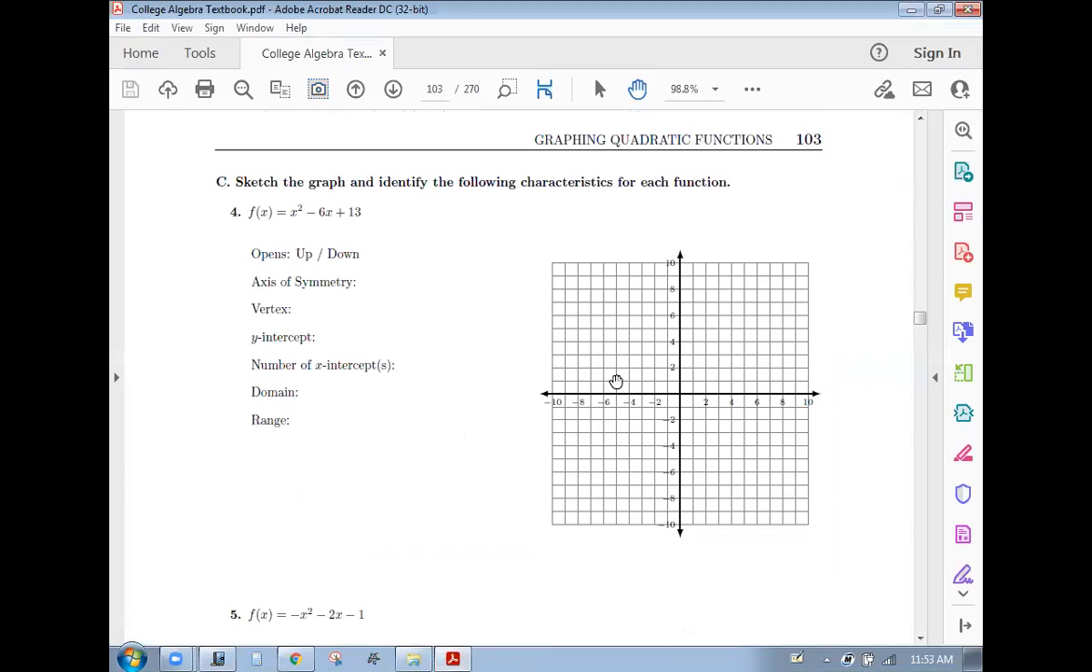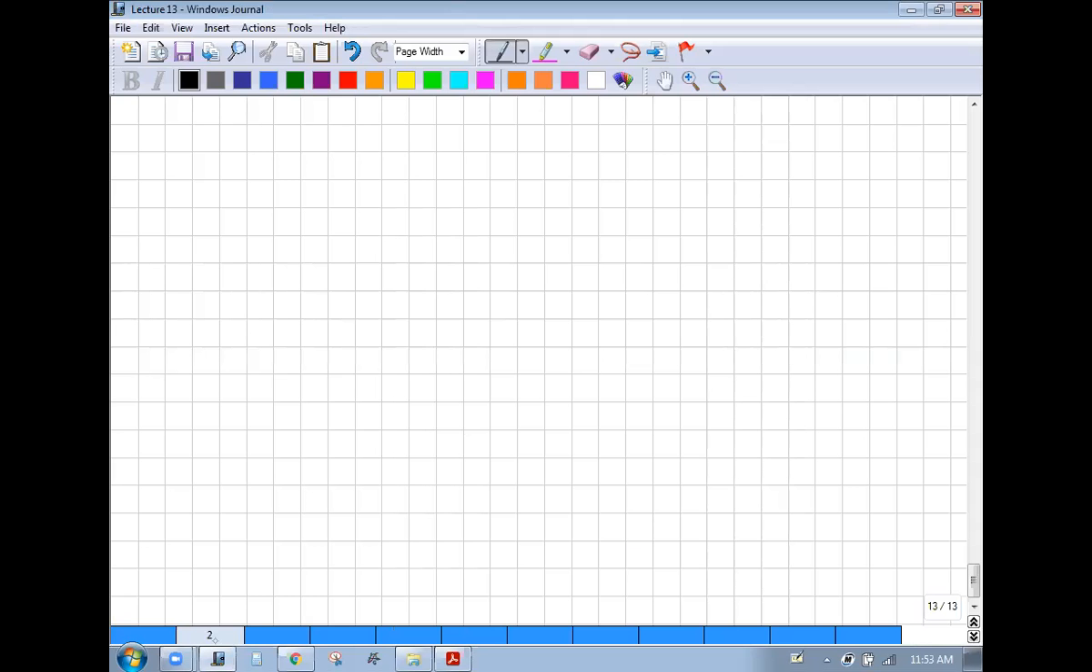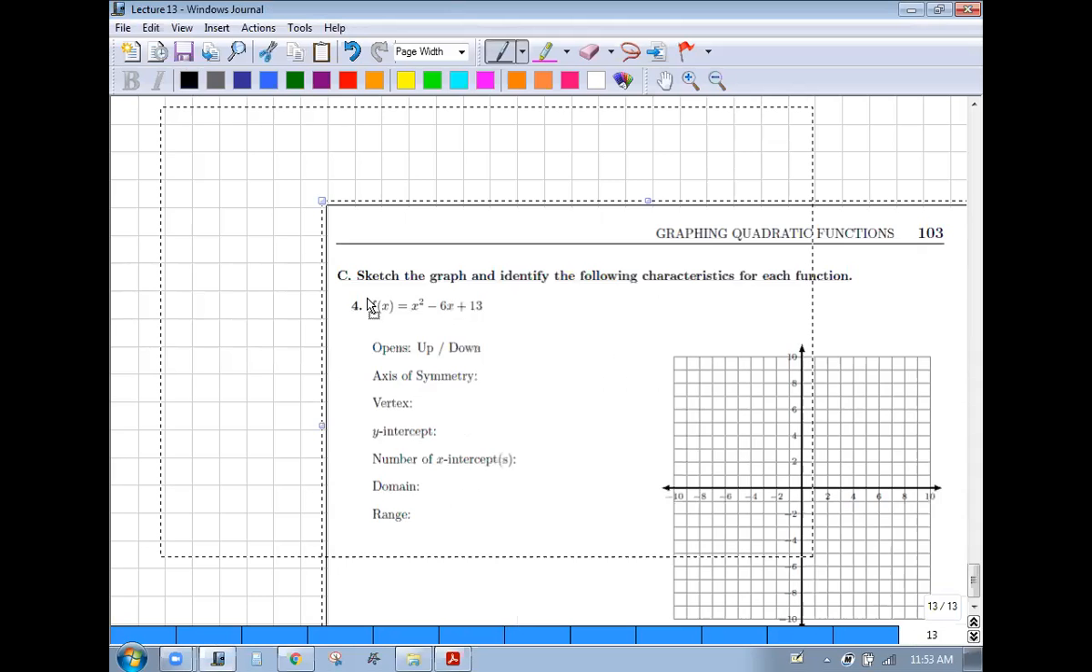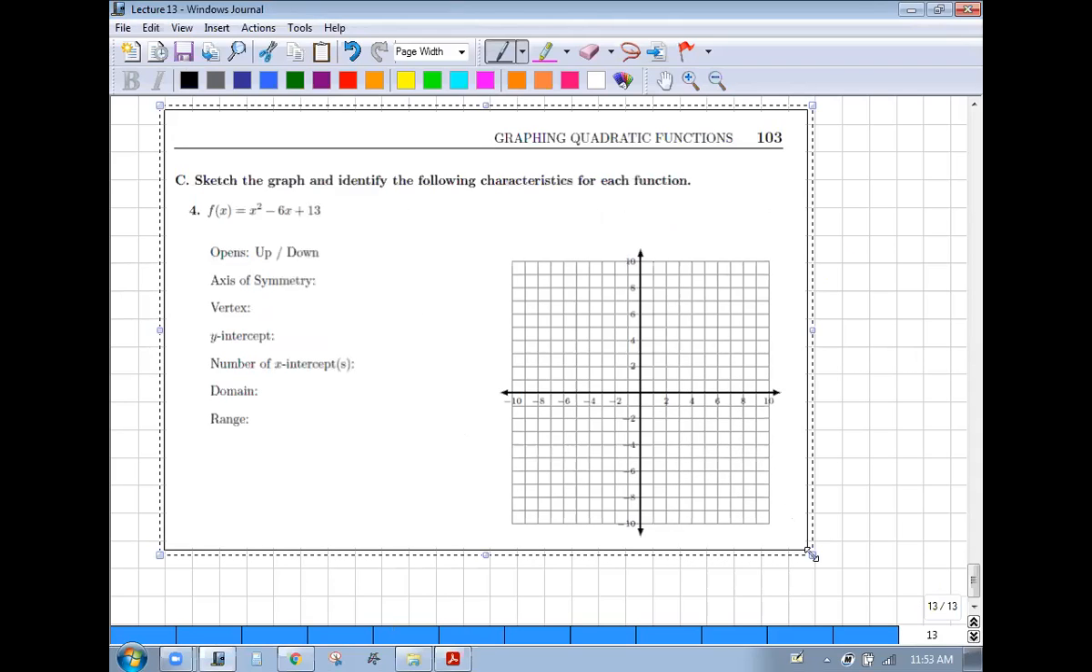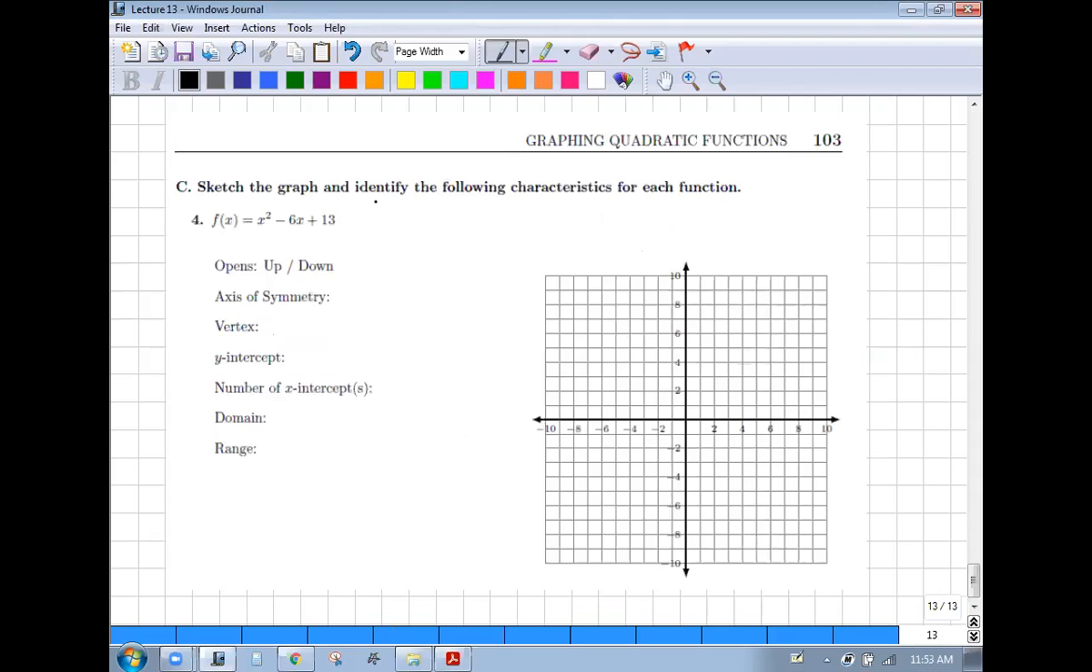So picking up where we left off, page 103. And do more of the same thing. So sketch the graph and identify the following characteristics. So our A here is 1. So that means this thing opens upwards. Our B is -6 and our C is 13.